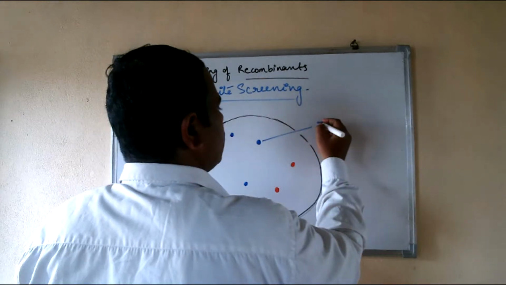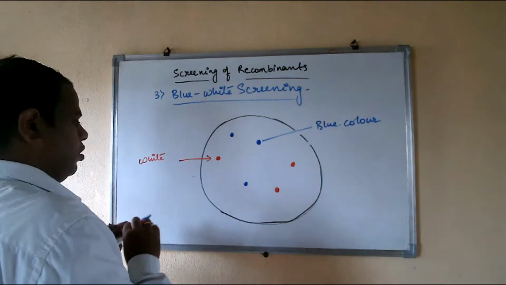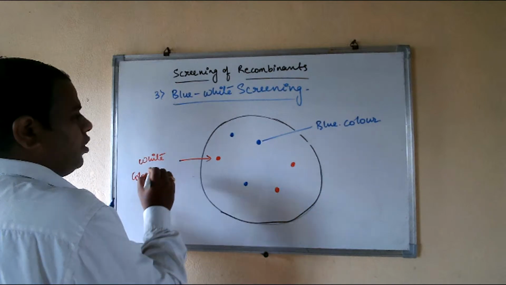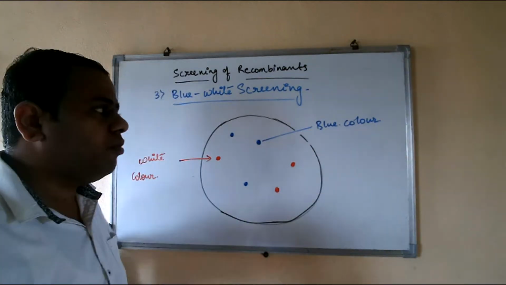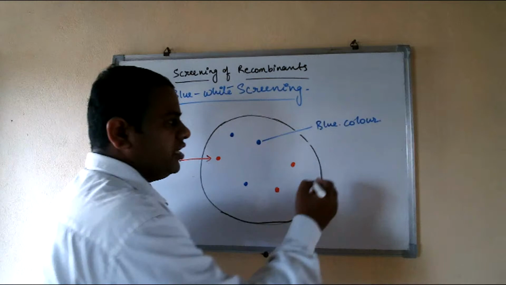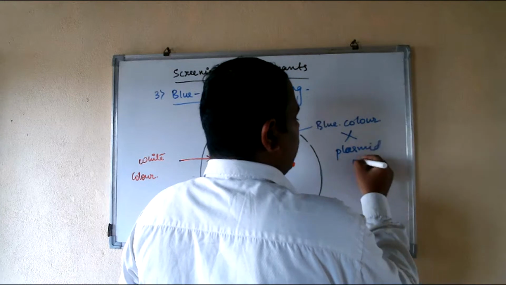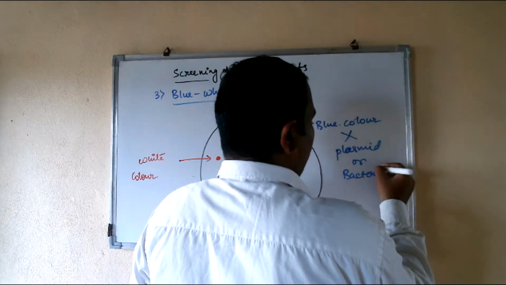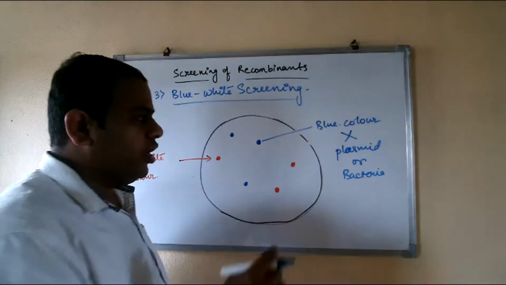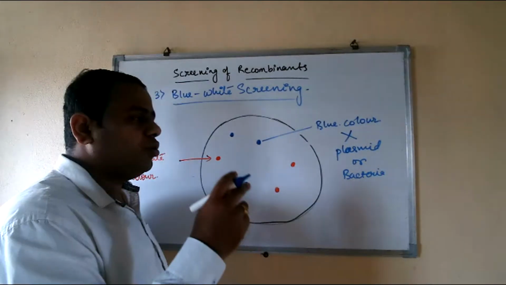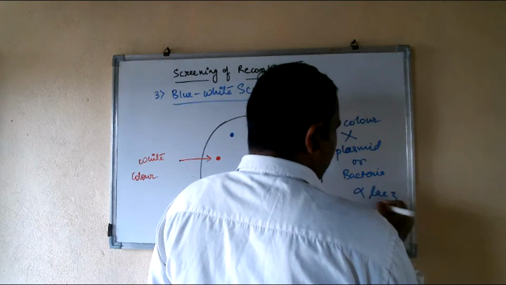And this is blue. Now what is going to happen here: the blue colored colonies will only be formed when your fragment of interest is not added into the plasmid or bacteria. So when your fragment of interest is not present in this bacteria, it means your fragment of interest was not inserted into that pUC plasmid, and the alpha portion of that lacZ gene is still functional.